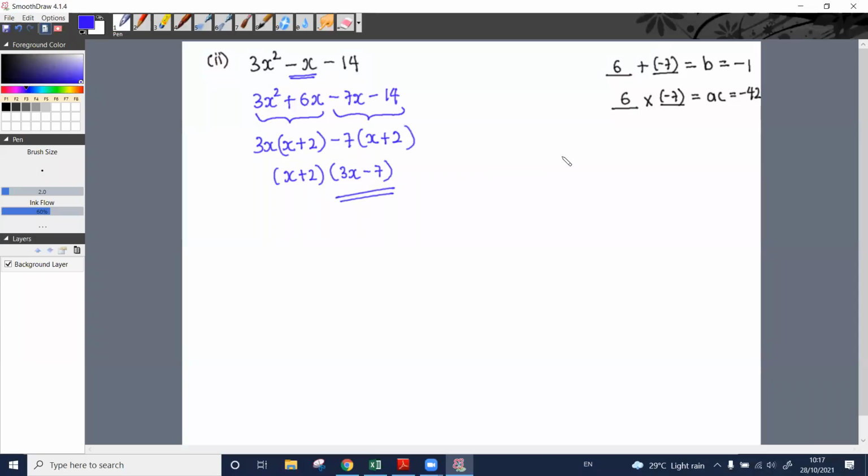Here we cannot find a value for x, because this is not an equation. We can only factorize. x plus 2 into 3x minus 7. You got this one correct, right? Give 2 marks.